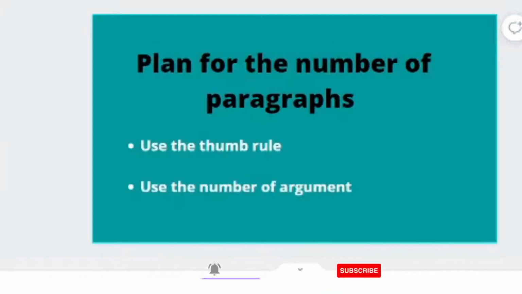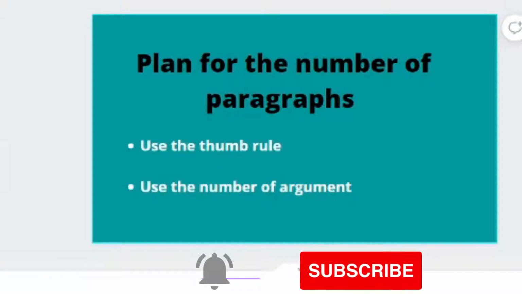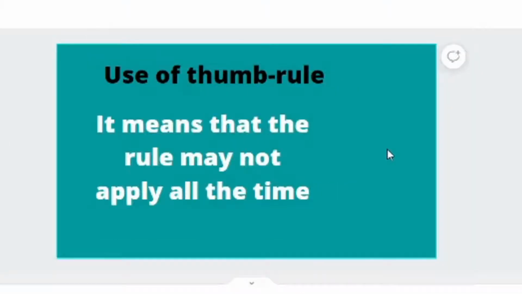Okay, so next thing, how do you plan for the number of paragraphs in your essays? The first way you can use to determine the number of paragraphs for your essay is number 1, the thumb rule. Now, this rule means that in some situations you can use 3 paragraphs, that is the introduction, body and conclusion, while in some situations you may not need to apply that rule.